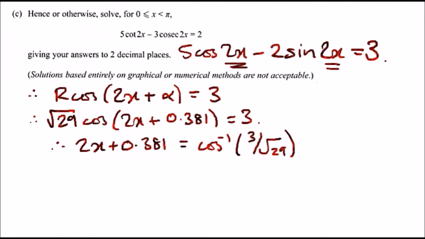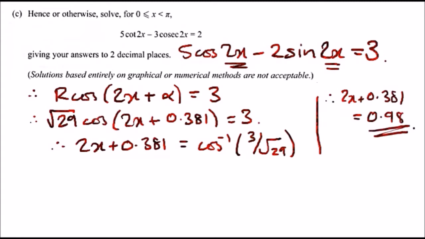And if you enter this in your calculator, remember to always keep your solutions in radians. You should get a solution of 0.9799. So let me put on this side. So therefore, all of this expression here, 2x plus 0.381 should equal, okay, 2 decimal places, yeah. So let's just say 0.98 radians. So that's our first solution.